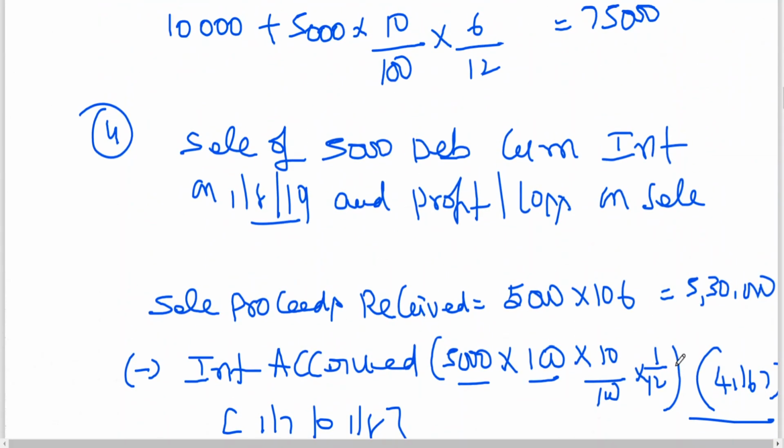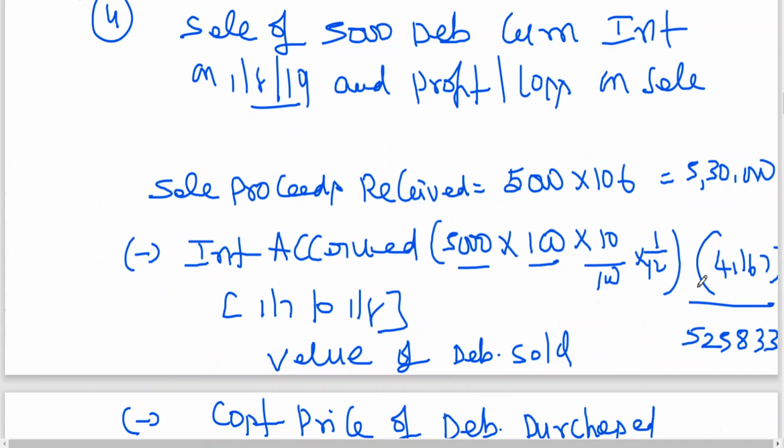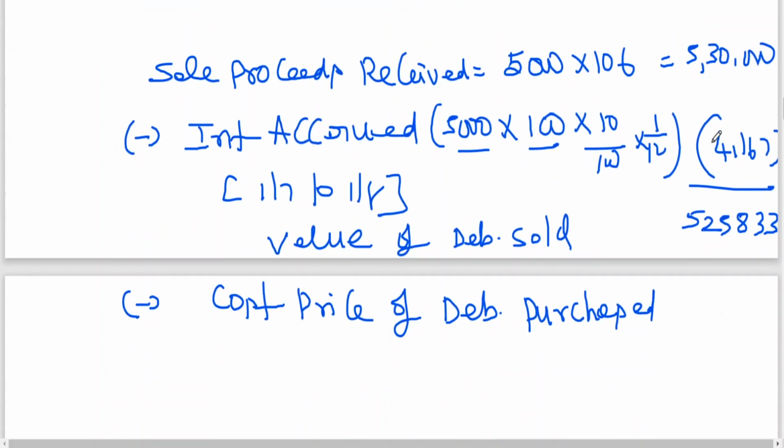Excluding accrued interest. Because this accrued interest, even though you are receiving it, is of a revenue nature, no? Revenue nature will not be included in the capital nature. Sale proceeds received is capital nature. Interest accrued is revenue nature. This amount you are collecting, 5,30,000, is the sale proceeds received, collected from the buyer. So value of debenture sold is 5,25,833.